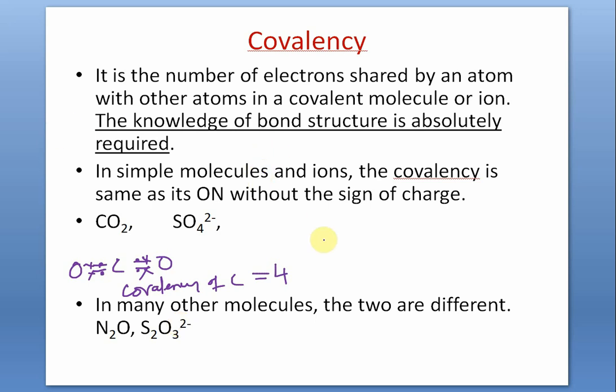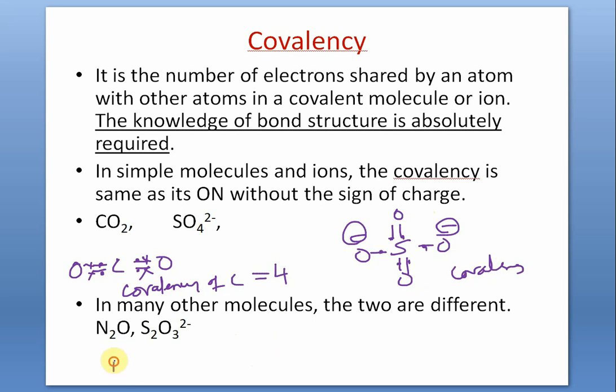Similarly, in the sulfate ion, what is the covalency of sulfur? Sulfur is sharing 2 electrons this side, 1 electron this side, 1 electron this side, 2 electrons this side. So it is sharing 6 electrons, so covalency is 6. But what is the oxidation state of sulfur? It is +6. So in simple molecules and ions, if the plus and minus sign are removed, you get the covalency. But not in all. Covalency and oxidation state will be different.